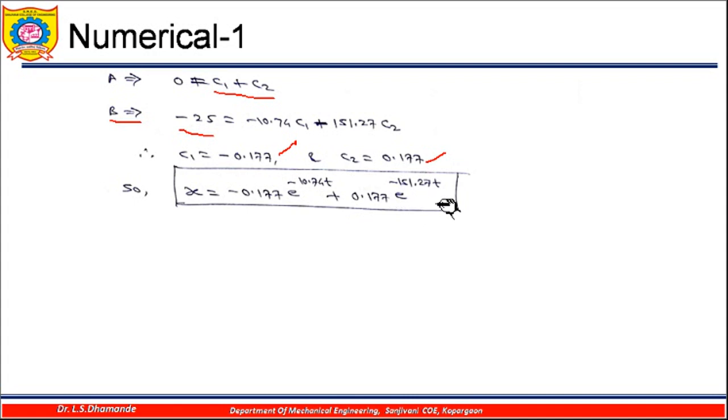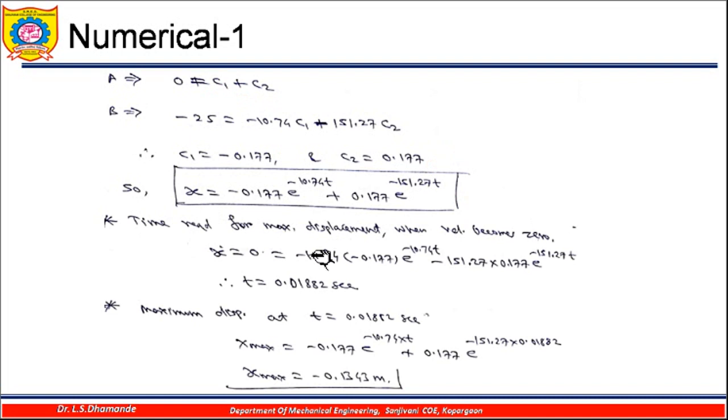So this is the expression that I have got. That is my first answer for this particular numerical. Now I will find out the time required for maximum displacement, when the velocity becomes 0. It means in the expression of velocity, if I put the value as 0 and keep t as unknown, I can get the value of that particular time.